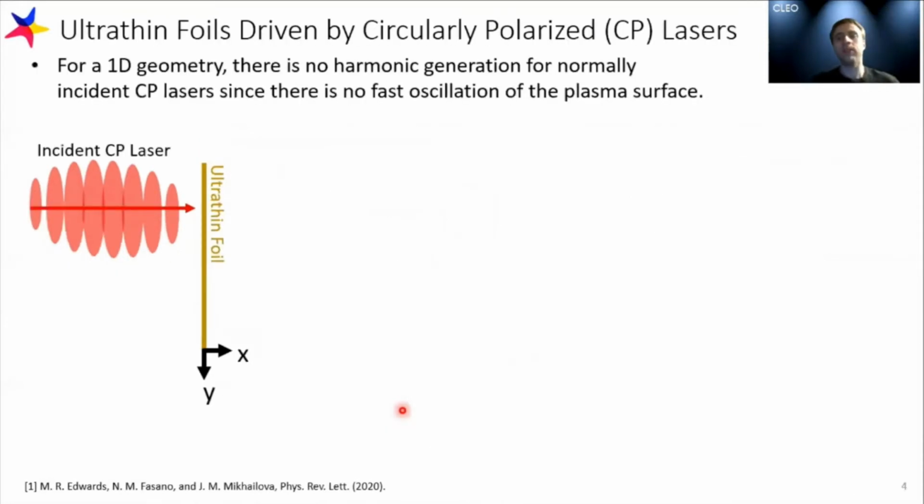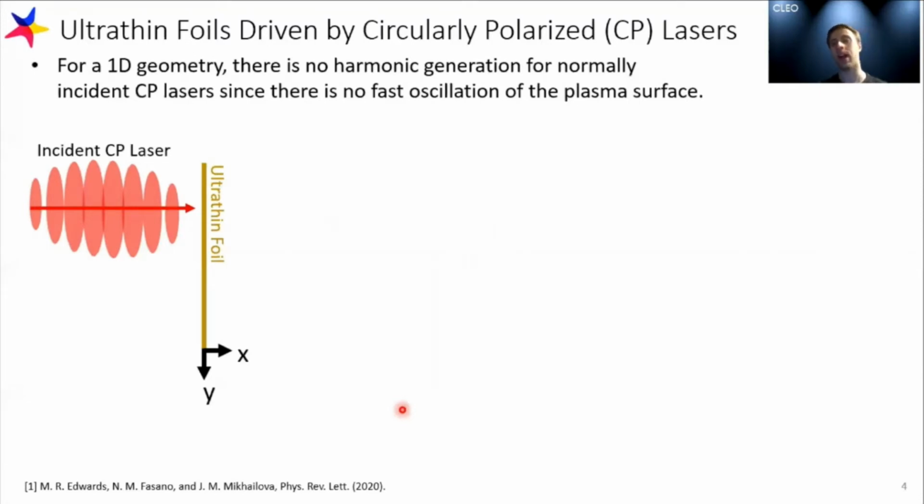Important for us is that we are using circularly polarized lasers at normal incidence, which in a 1D geometry you ordinarily would not expect to see harmonic generation in this case. And that's because for a circularly polarized laser, the v cross B force is a slowly varying function of the laser envelope, and therefore does not drive fast oscillations of the plasma surface.